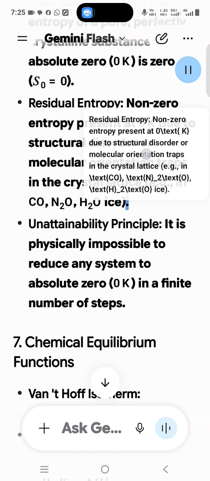4. Maxwell's thermodynamic relations and equations of state. Maxwell's relations connect state variables, P, V, T, S, using exact differentials of thermodynamic potentials, U, H, A, G. Thermodynamic equations of state.